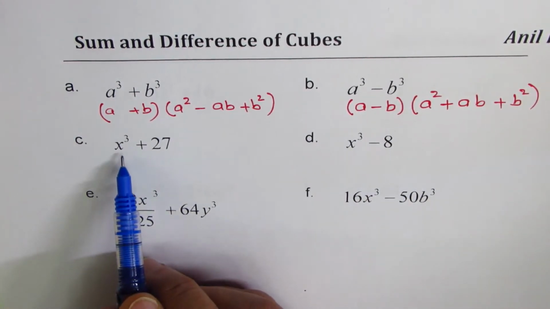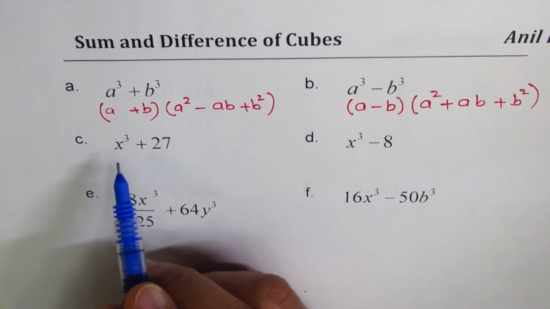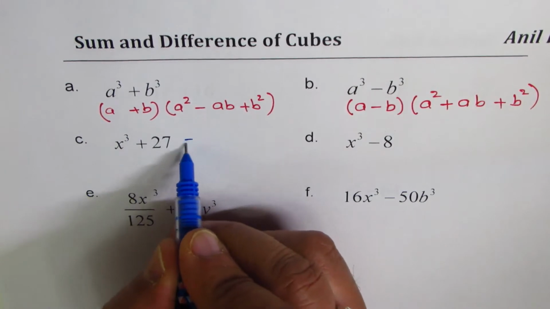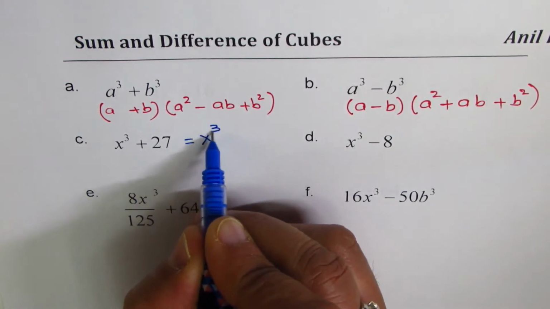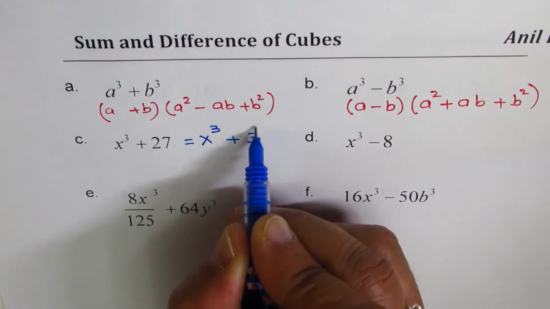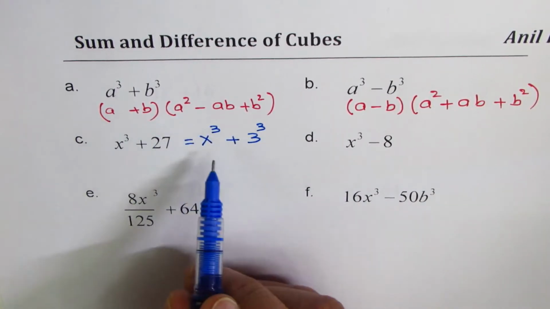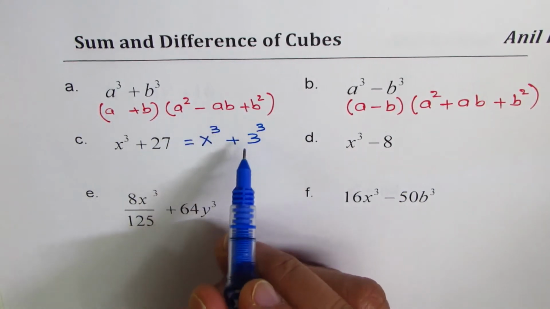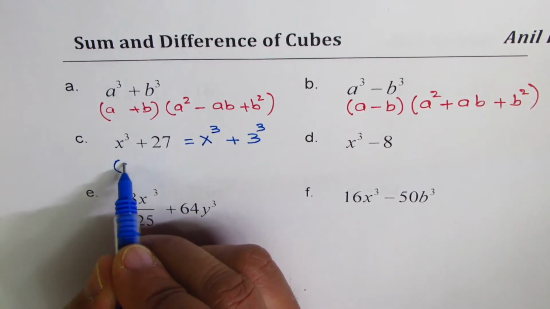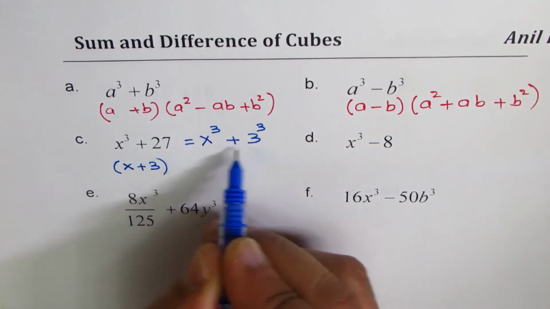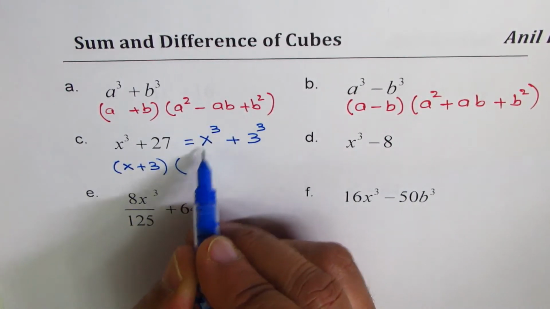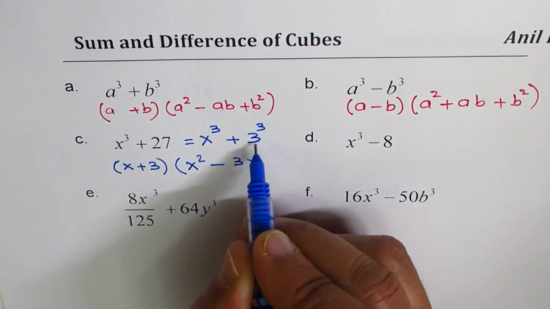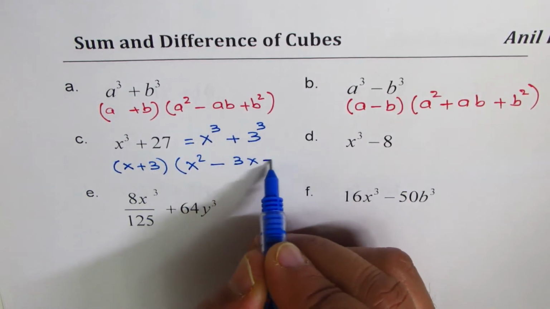Let's look into the first term, which is part C, x cubed plus 27. Now you can think 27 as what? It could be written as x cubed plus 3 cube, right? Now, a is x for you, b is 3 for you. Substitute in the formula and factor. It's that simple, right? So it is x plus 3, just add these two terms, multiply by square, product with a negative sign, which is 3x, and square of the last term, which is plus 9.